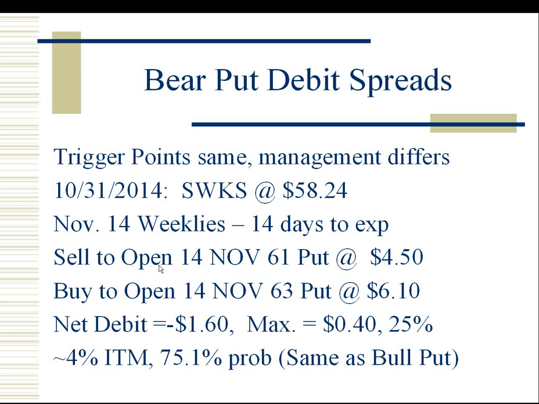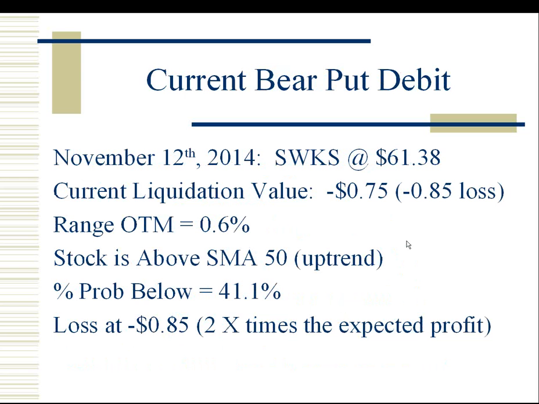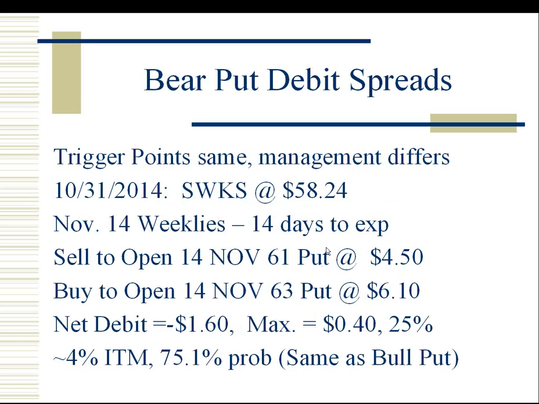So with Skyworks on October 31st, we would have sold to open that 61 strike put for 450. We would have had to buy to open the 63 put at 610. This would be a debit of 160. So the max return, if the stock stays below both puts at 61, we'd get $2 back, a 40-cent maximum profit, or 25%.